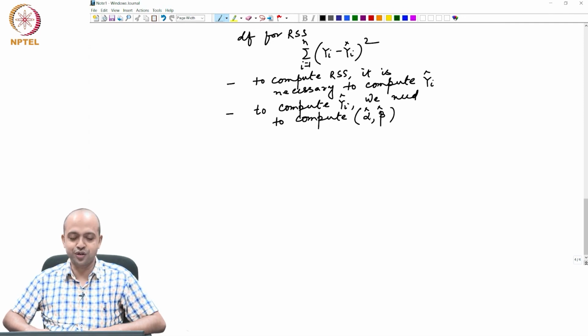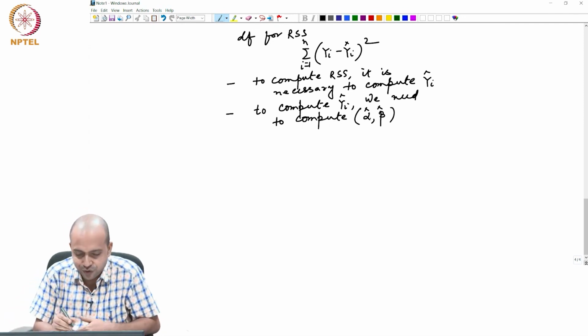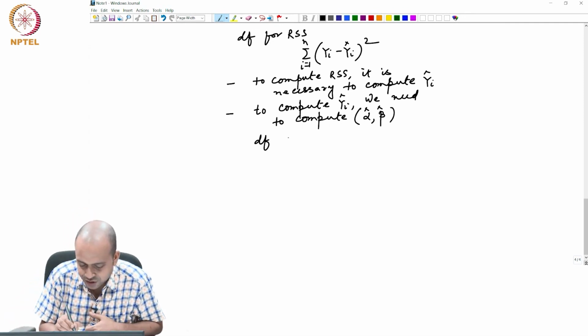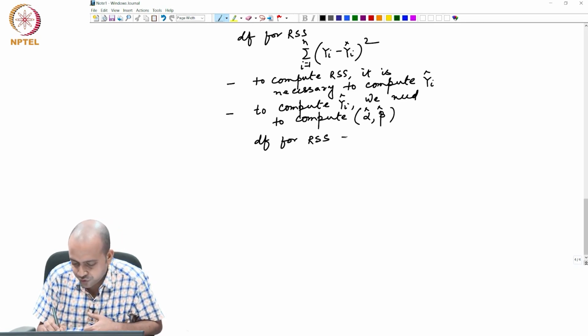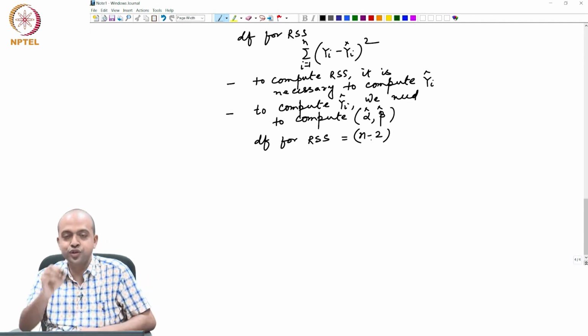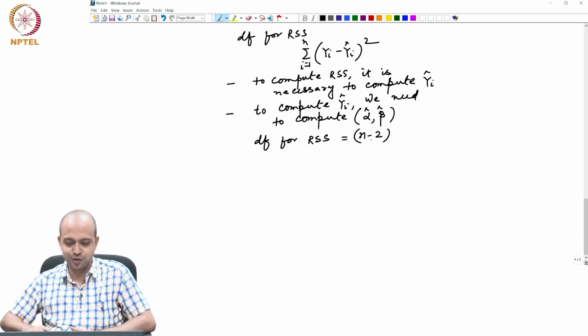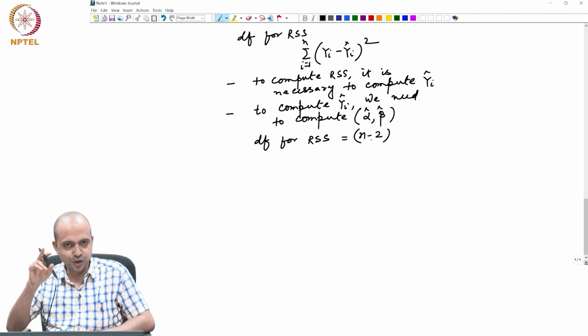lose 2 observations, and that is why degrees of freedom for RSS would be n minus 2, where 2 is the total number of parameters to be estimated. Now in this model you have only 2 parameters. That means when you have only one explanatory variable, you have 2 parameters to be estimated.